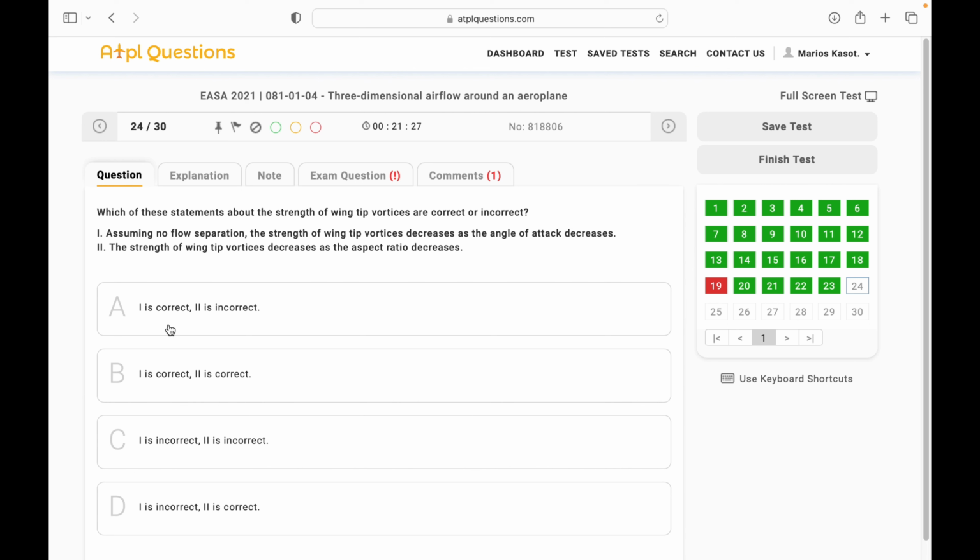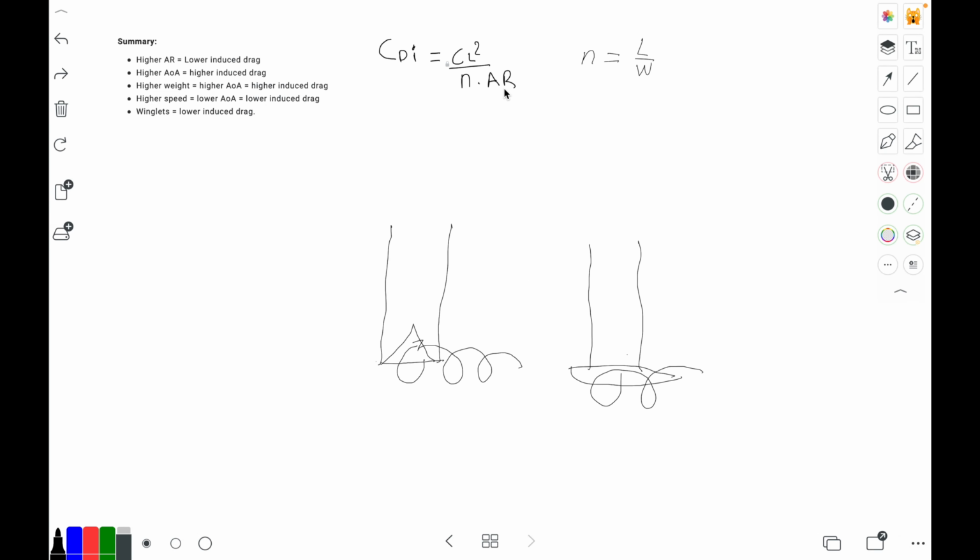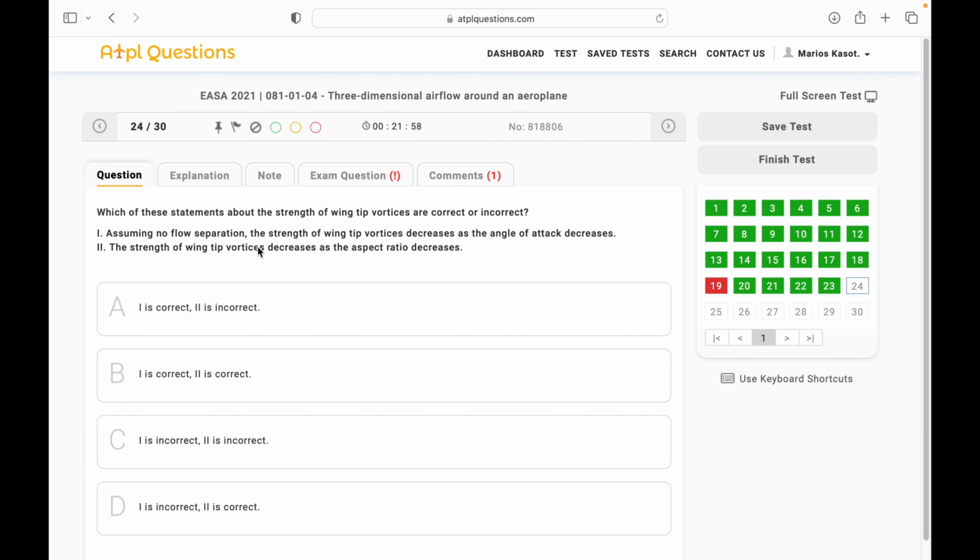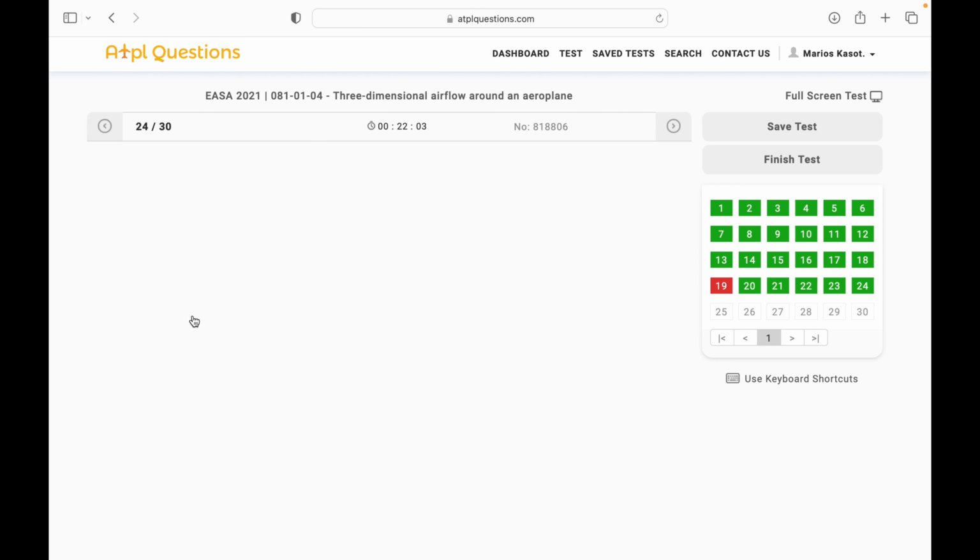Which of these statements about the strength of wingtip vortices are correct or incorrect? Assuming no flow separation, the strength of wingtip vortices decreases as the angle of attack decreases. This is correct. And the strength of wingtip vortices decreases as the aspect ratio decreases. Incorrect, because if the aspect ratio goes down, this goes up. So correct and incorrect.